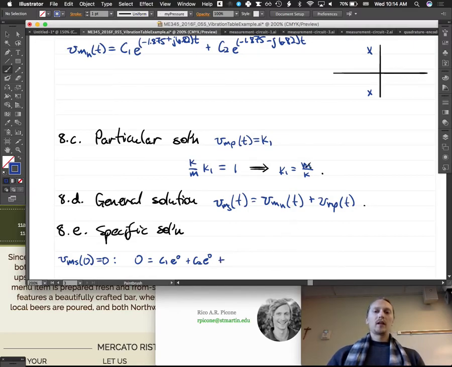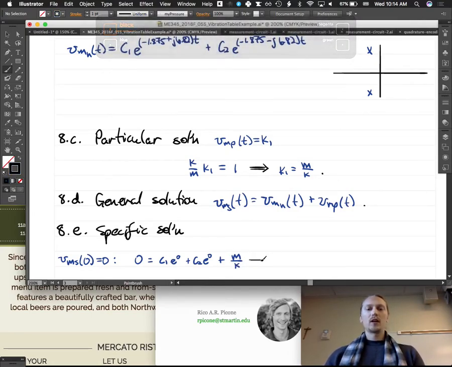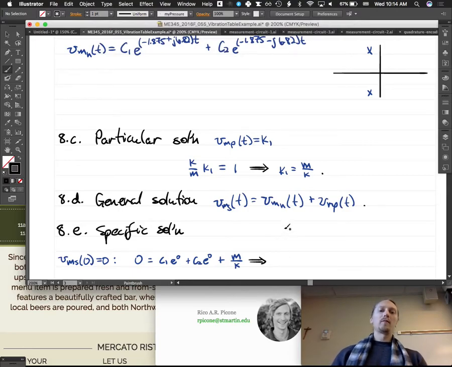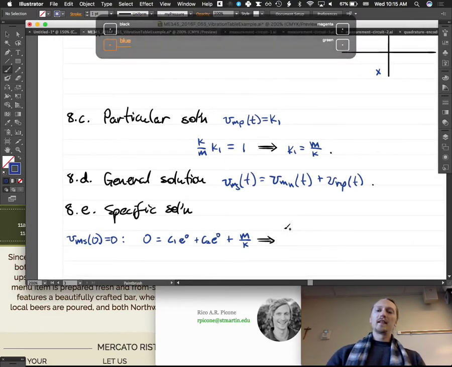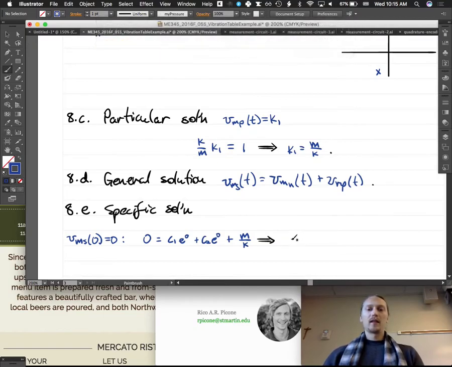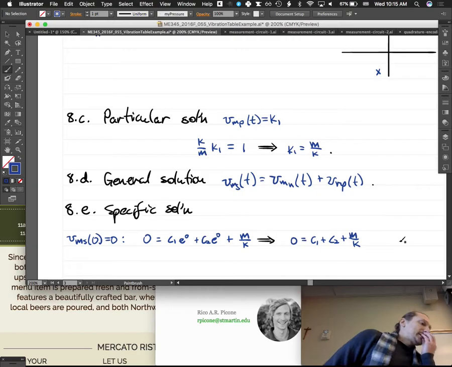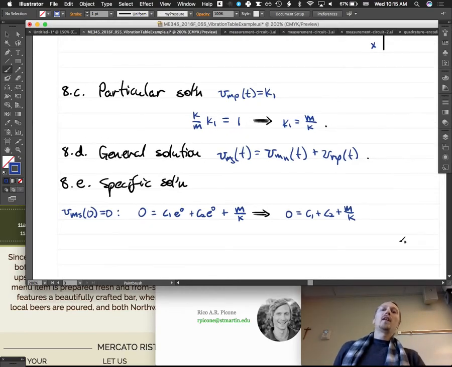plus m over k, which is equivalent to writing 0 equals C1 plus C2 plus m over k. Now, we don't have a solution for one of the constants from this, because we got two constants we got to solve for.